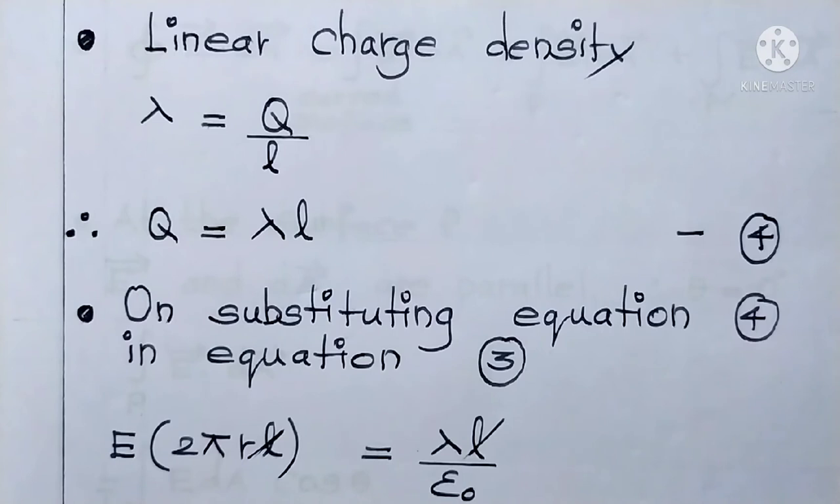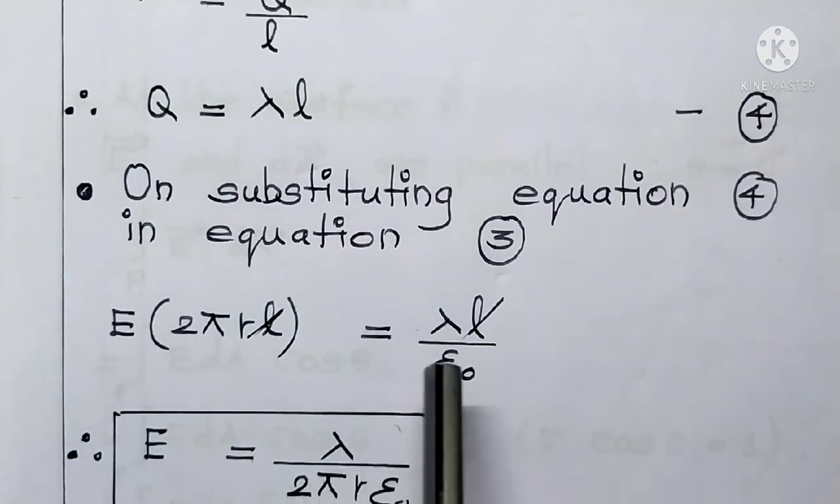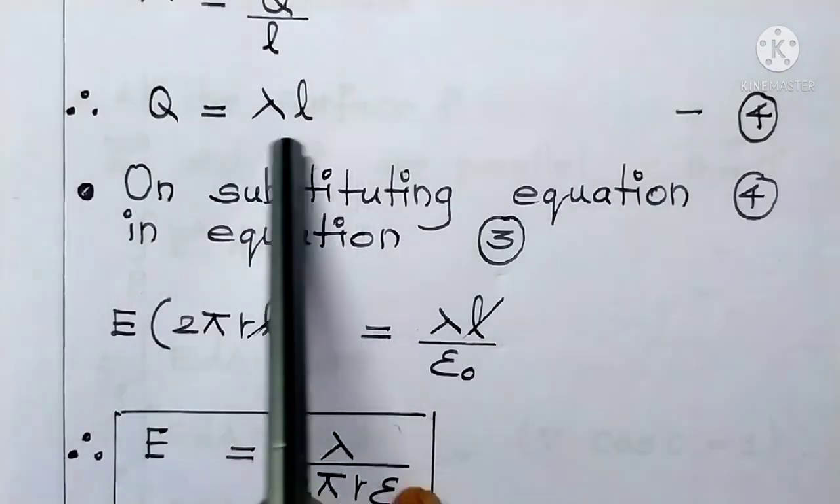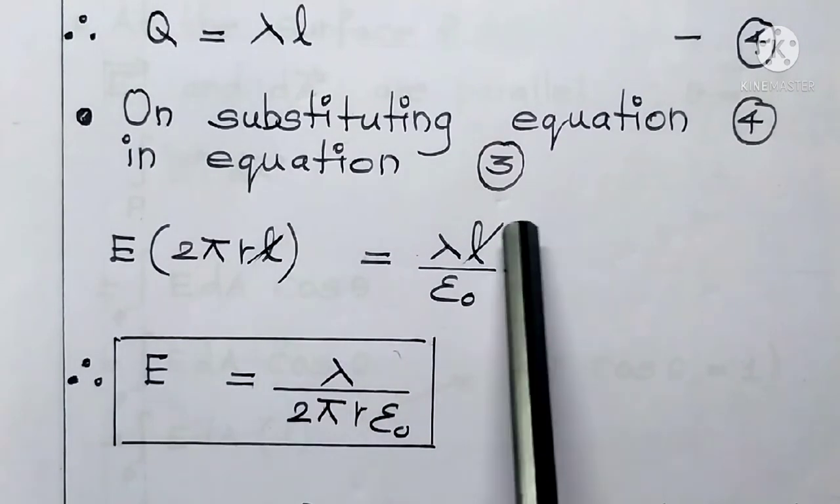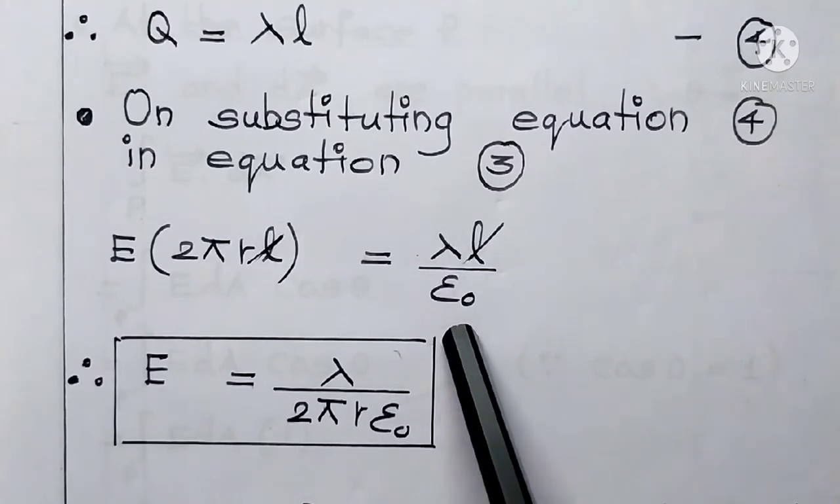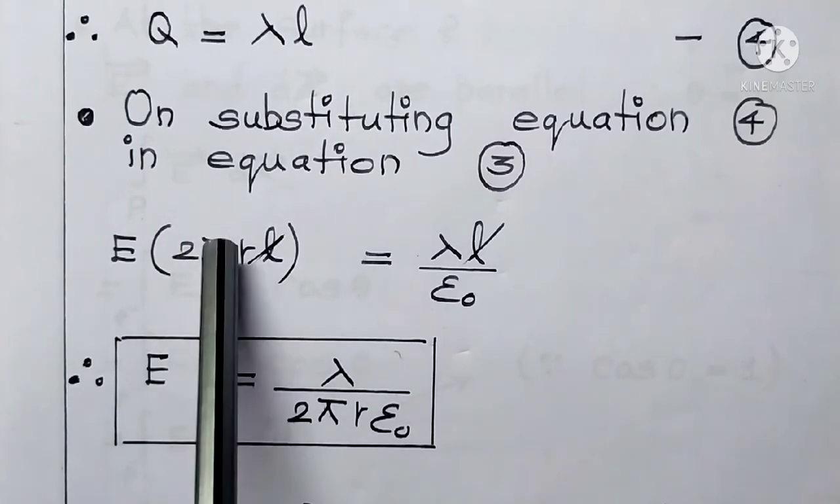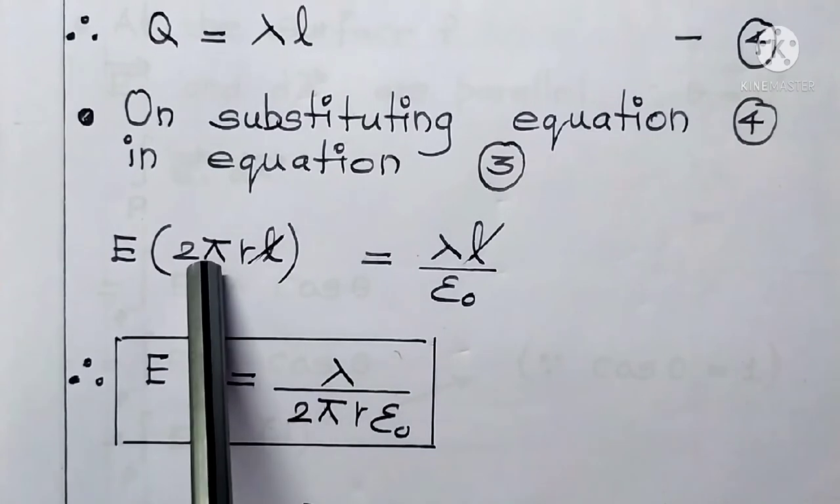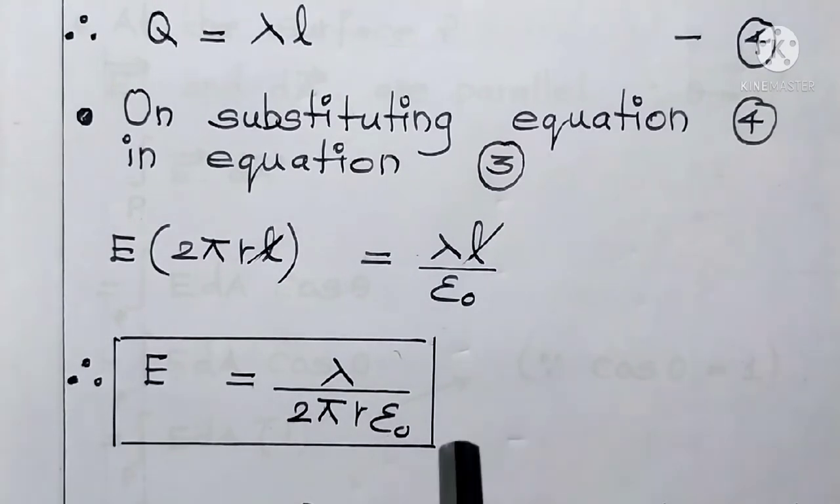On substituting equation 4 in equation 3, what do we get? E into 2 pi r L is equal to, in the place of Q enclosed, I am going to substitute lambda L, so lambda L by epsilon naught. This L and this L get cancelled. Therefore, E is equal to lambda by epsilon naught into 2 pi r. If we bring it to this side, it will come as a divisor. So E is equal to lambda by 2 pi r epsilon naught. This is the final expression for this derivation.